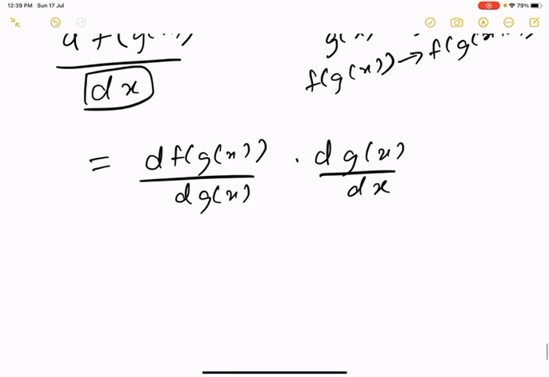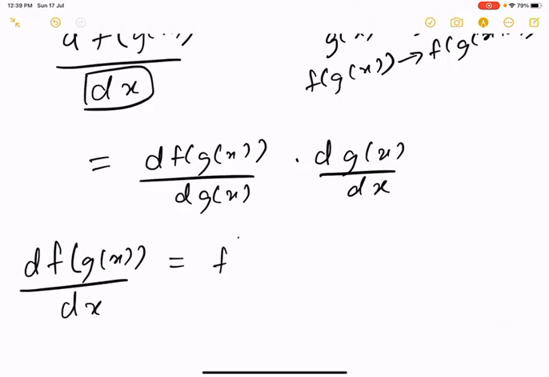So in other terms, another notation you can have is f dash. Let's not say f dash, I'll just write this notation. This is f dash with respect to g, and then you have g dash with respect to x.